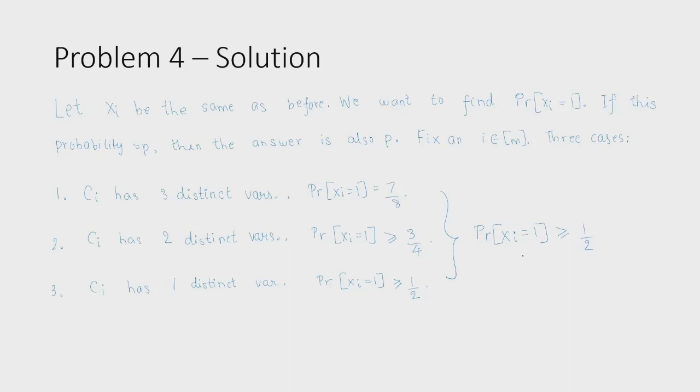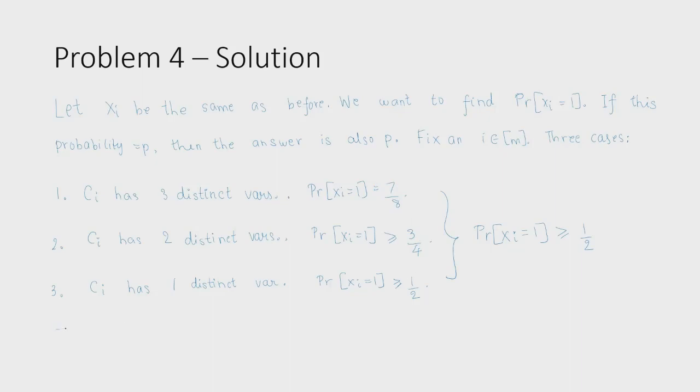Did you take the sum of these three quantities here? No, I did not take the sum. Each and every Ci can be in one of these three cases. So depending on Ci, the expected value of xi would be 7 over 8, at least 3 over 4, or at least 1 over 2.